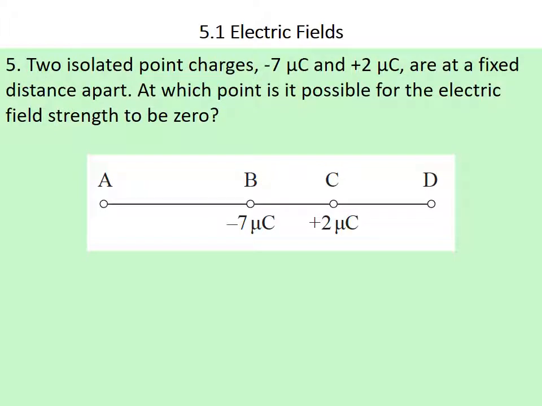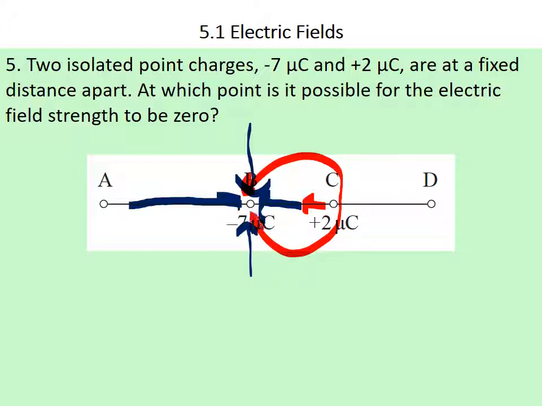Question number 5. Two isolated point charges, -7 microcoulomb and +2 microcoulomb, are at a fixed distance apart. At which point A, B, C, or D is it possible for the electric field strength to be 0? Okay, so let's see. Notice that -7 has a larger magnitude of charge than the +2 microcoulomb charge. So the -7 charge is going to come in. The +2 microcoulomb charge will go out, and the field lines will sort of wrap around. I guess I should draw it like that.